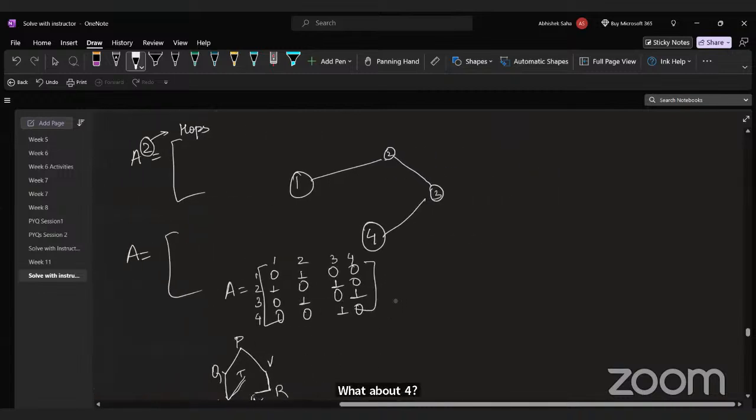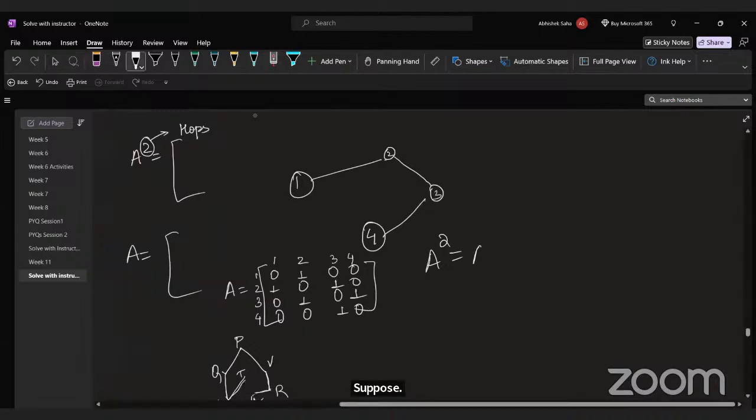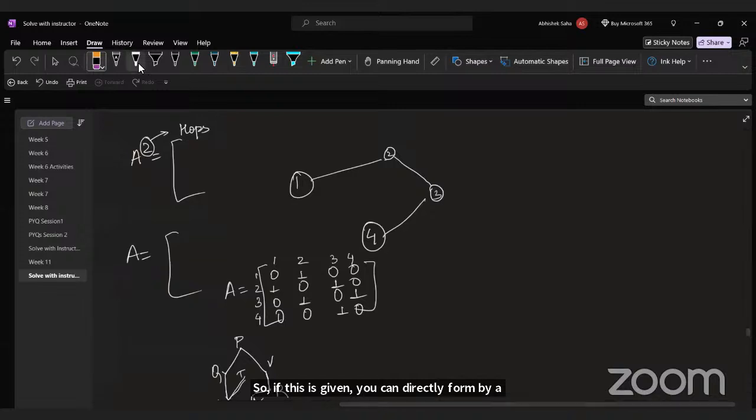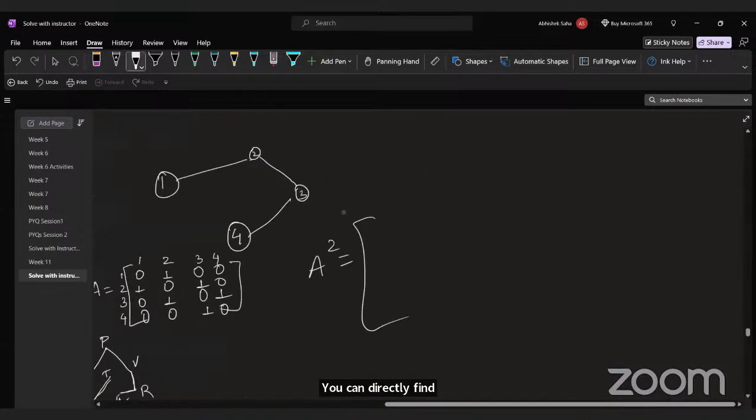Suppose someone asks you to find the value of A squared. If A is given, you can directly find it by A cross A, by matrix multiplication. This is A squared. But if only the graph is given and A is not, how will you find it? You have to again write the adjacency matrix: 1, 2, 3, 4.